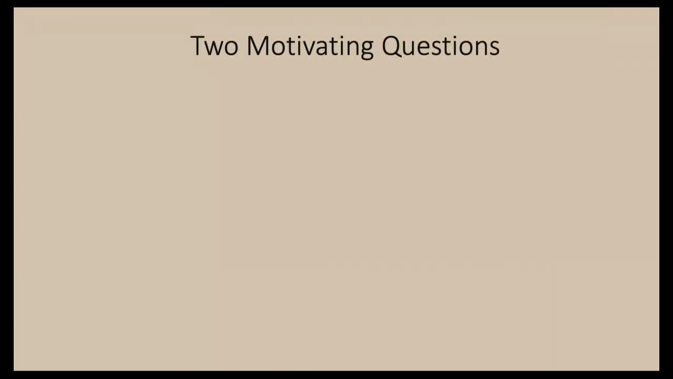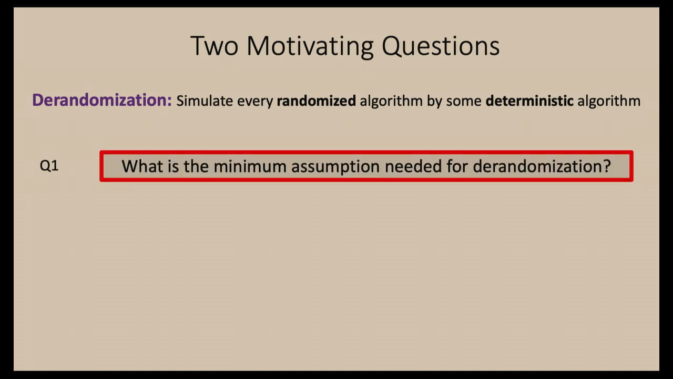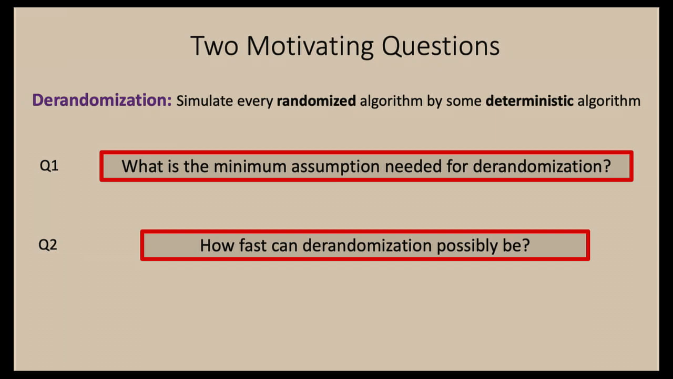So essentially, we have two motivating questions for the whole talk. The first question is, what is the minimum assumption needed for derandomization? Of course, ideally, we would want to get derandomization with no assumption. But as you may know, that seems to be very hard. And currently, we do know that circuit lower bounds suffice. But it's not clear whether circuit lower bounds are necessary. So one interesting question is to figure out what is the minimum assumption for derandomization, and then maybe starting from there, we can get it down to no assumption. That's the ultimate hope.